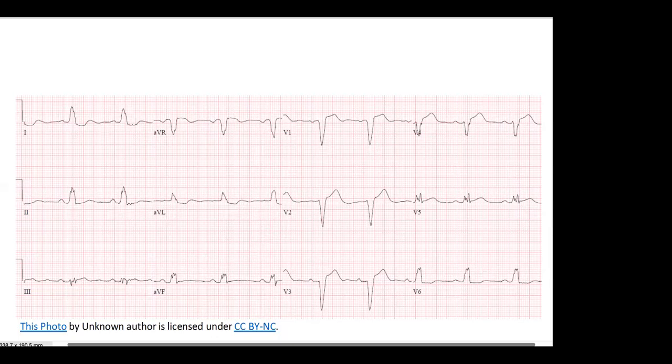I would say it is left bundle branch block because, first, V6 and V5 have a prolonged QRS interval. We have an M-shaped QRS in V6. Yeah. And then we have axis deviation.